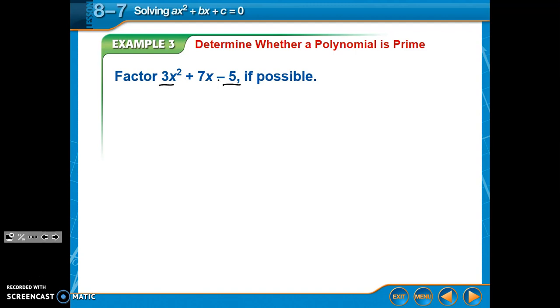So 3 times negative 5 is going to be negative 15. So I want to multiply to negative 15, and I want to add to 7. Okay, so we're adding to a positive number and multiplying to a negative number. So to get a negative number, we're going to have one positive and one negative. But since what we're adding to is positive, the bigger of the two is going to be the positive. Okay, so I'm looking at factors of 15. I can say 15 and negative 1, and that's going to be 14, which is not right.